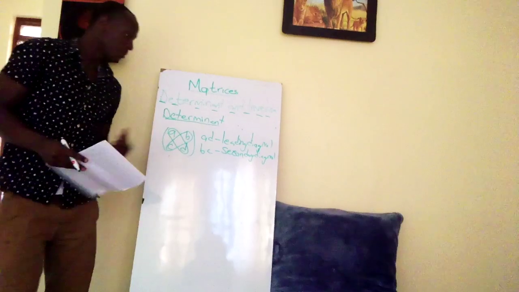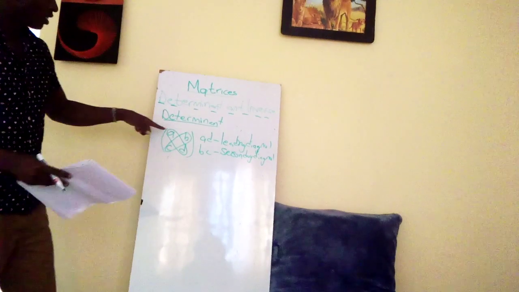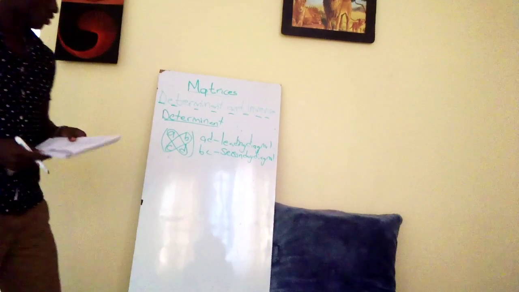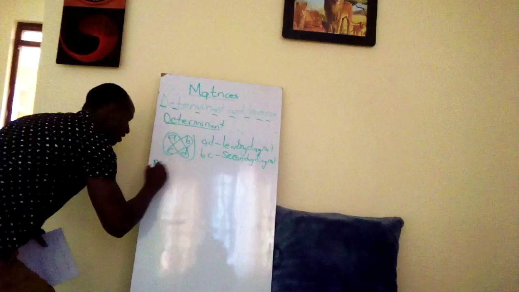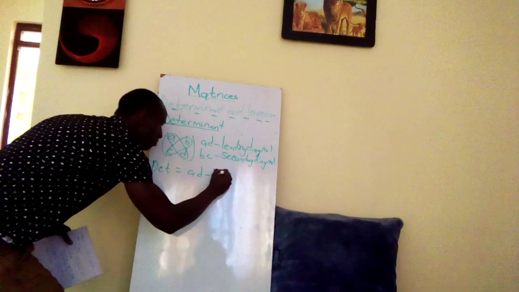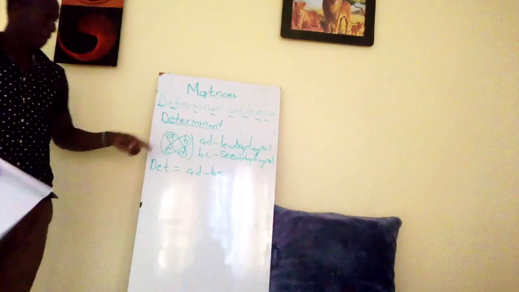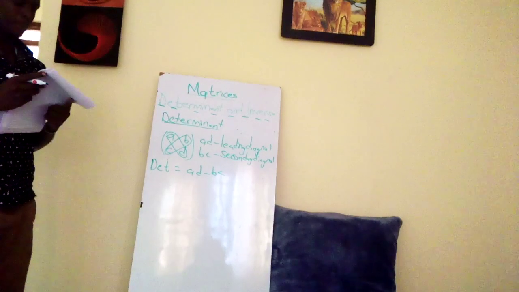So when you have the 2 types of diagonals, now it's easier to calculate the determinant. You take the product of the leading diagonal minus product of the secondary diagonal. So determinant, DET, equals AD minus BC. AD is A times D, BC is B times C. And that's how you get determinant.